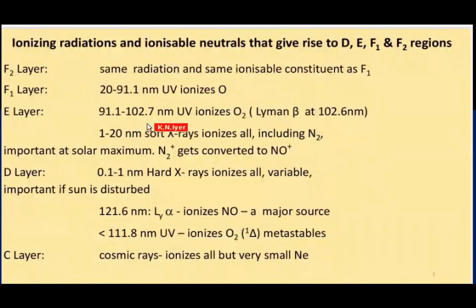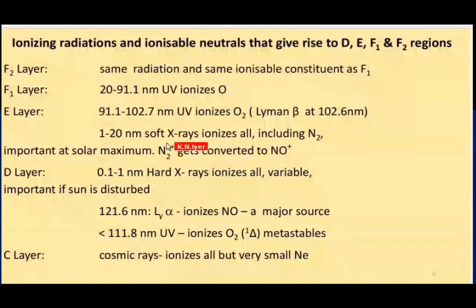In addition to that, there's also another source, the soft X-rays of wavelength between 1 to 20 nanometer, which ionizes all because its energy is so high, it exceeds the ionization energy of almost all constituents. Therefore, it can ionize all, including the molecular nitrogen N2. So therefore, you get N2 plus and O2 plus as the major ions there. However, the N2 plus does not remain so. It undergoes further reaction and it gets converted to NO plus.